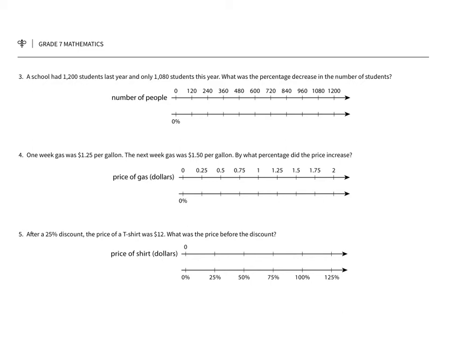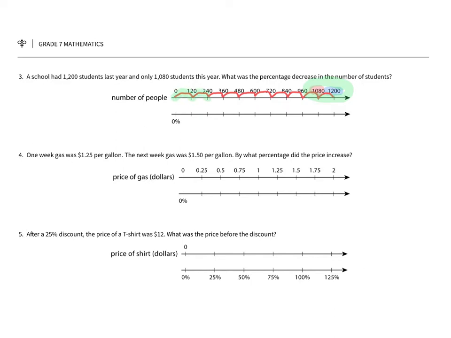This next one says a school had 1,200 students last year. That would be here. And only 1,080 students this year. That would be here. What was the percentage decrease in the number of students? Well, let's see what they divided this into. Let's count. We've got 1, 2, 3, 4, 5, 6, 7, 8, 9, 10. So they divided that into 10 equal sections. How do they know how big to make each section? Well, they did that by subtracting the 1,200 minus the 1,080. And if we subtract that, we get 120.